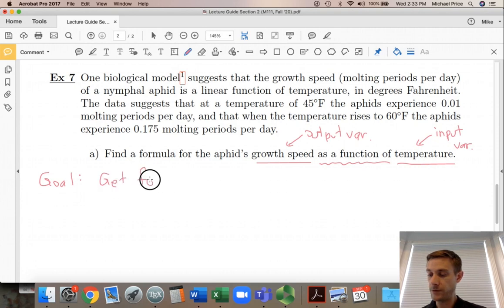We're going to get a formula, and so far it looks like we're just repeating the line, but for growth speed, we can pick whatever we want. Nobody has forced us into a particular output variable here. I guess maybe I'll pick S for speed. Doesn't really matter. And this is some function. I can be lazy and call it F, I suppose, of the input variable.